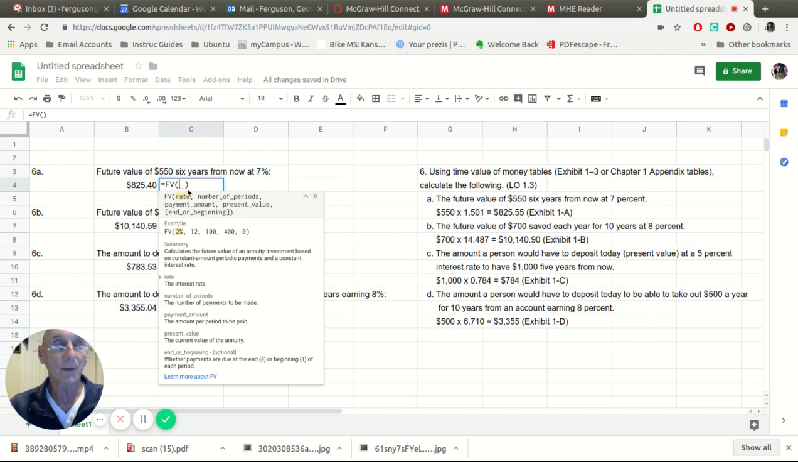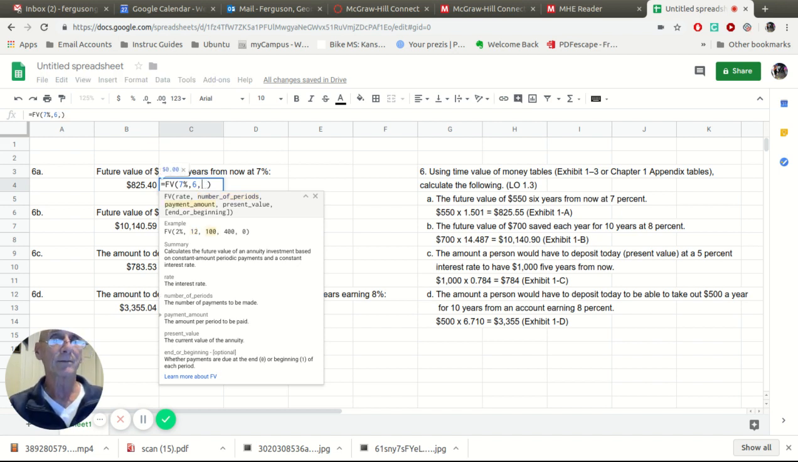is 7%. So I'm going to type in 7%. I'm going to do a comma. You have to put the commas in there, folks. The number of periods. In this case, it's 6 years. Now remember, that's 7% at 6 years. So I'm going to put in 6, my number of periods.